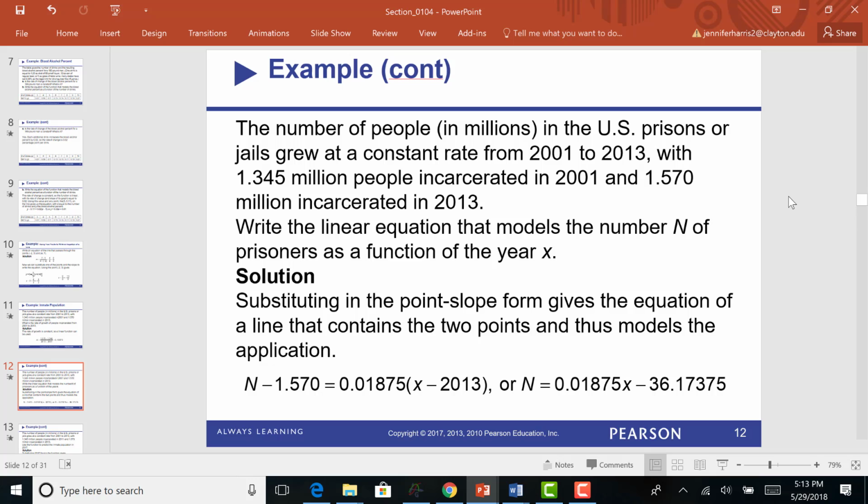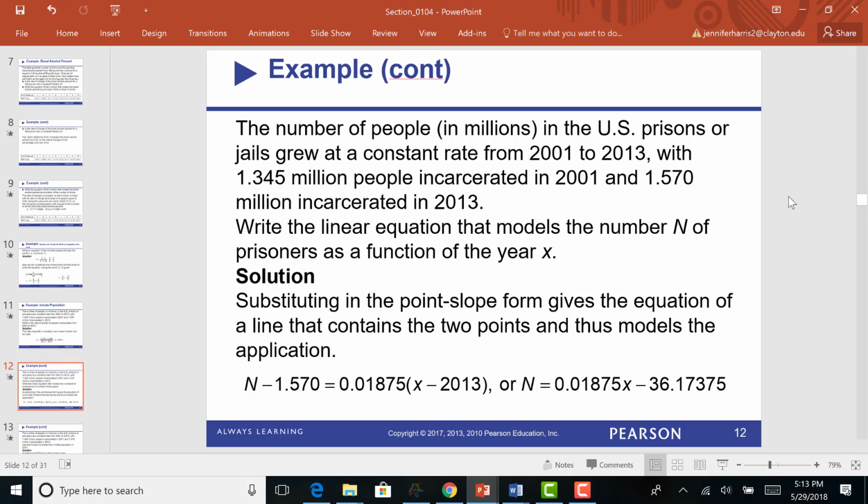All righty. Do what to both sides? Subtract 1.570 from both sides. Yes. What are we trying to get by itself? b. Somebody do that on the calculator. Tell me what this turns out to be. We subtracted that from both sides, so b equals what? Negative 36.17375. So now can I write the equation y equals mx plus b?